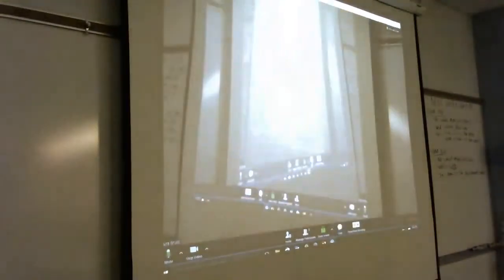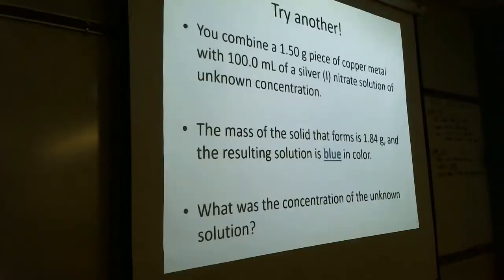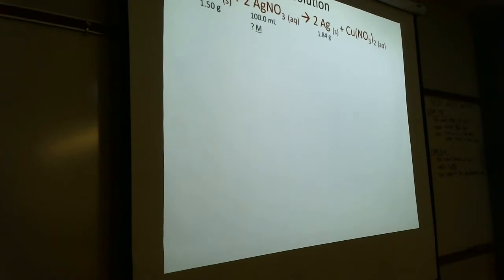All right, let's see the solution here. Have you done this reaction before? Yes, we've done this exact reaction. What kind is it? Single displacement, right? Copper metal and silver 1 nitrate. What is the solid that forms? Silver metal, right? And the resulting solution has what formula? Copper 2 nitrate, right? So we did this experiment ourselves.